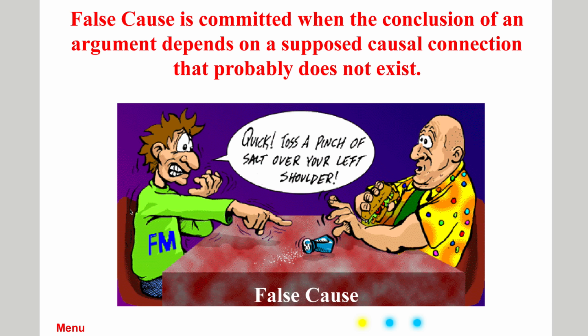This one is false cause. This will be hopefully relatively straightforward. False cause is committed when the conclusion of an argument depends on a supposed causal connection that probably does not exist. Right? Quick, toss a pinch of salt over your left shoulder. Okay. In other words, all forms of superstition are false causes. Okay.